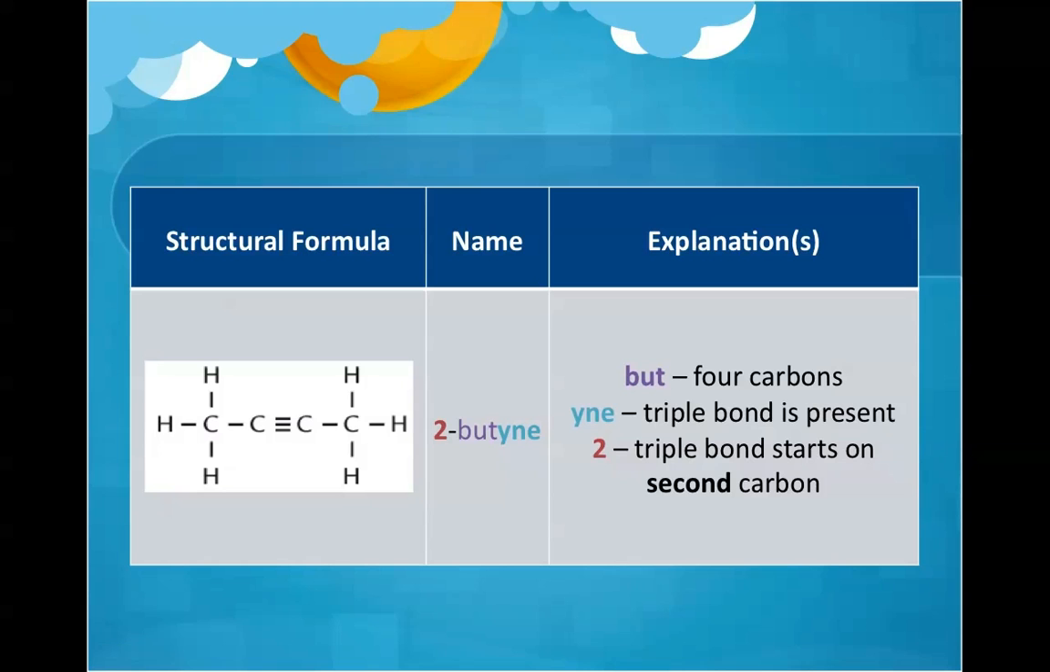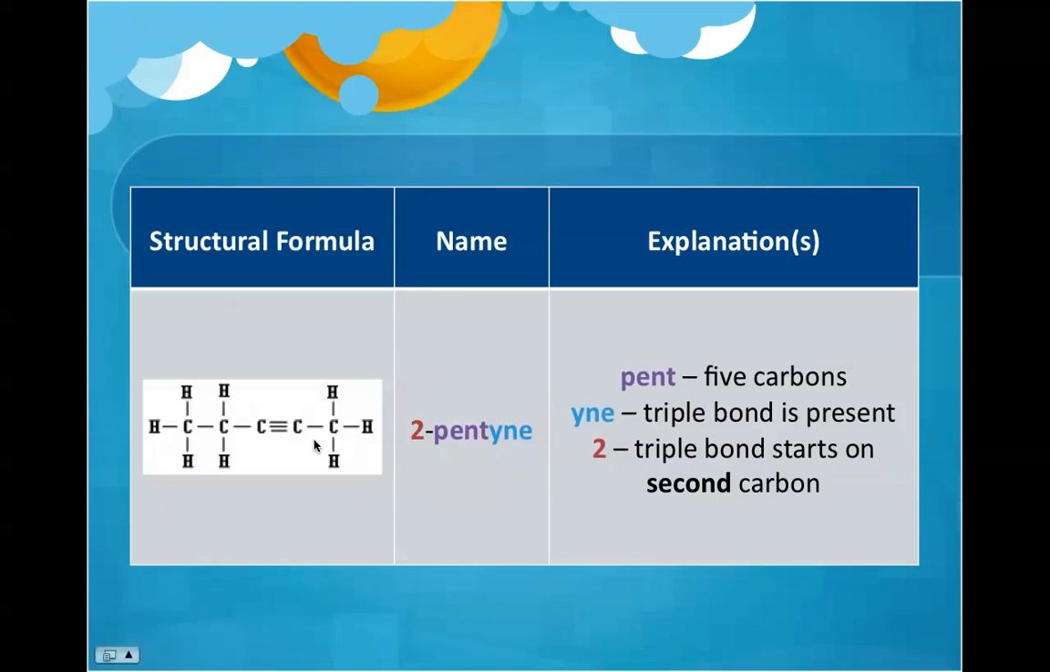So here we have 2-butyne, we have 4 carbons. We have the YNE ending to represent a triple bond, and that 2 is representing the fact that that triple bond is on the second carbon on either side that I happen to count in from. And then 2-pentyne, this is just the case where we now have 5 carbons. Again, in this case I wanted to start numbering from the right because that's where the triple bond is closest to. So that 2 is representing the triple bond that falls on the second carbon within the 5 carbon chain.